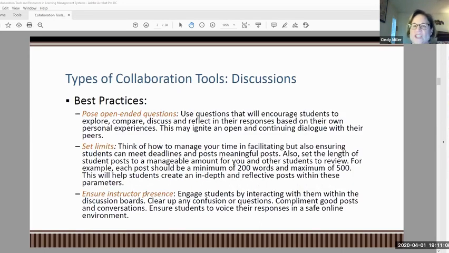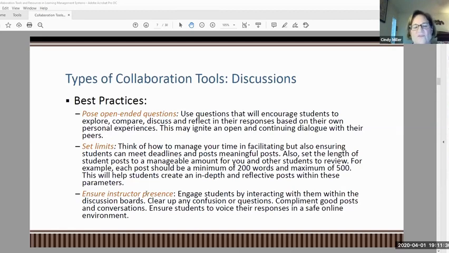Pose open-ended questions. I mentioned that a while ago, because you really want to encourage your students to think and explore, compare, discuss, all of those things that make their responses be something that they really can see that they're really prodding themselves to think of beyond not just what they learned, but how they could use that learning beyond the classroom, even in some situations.